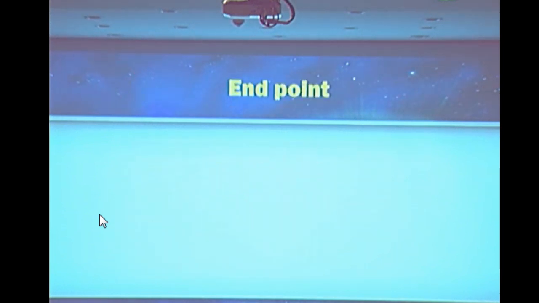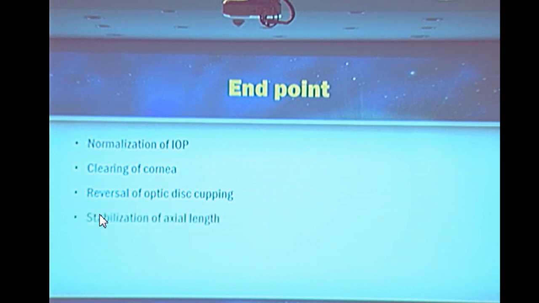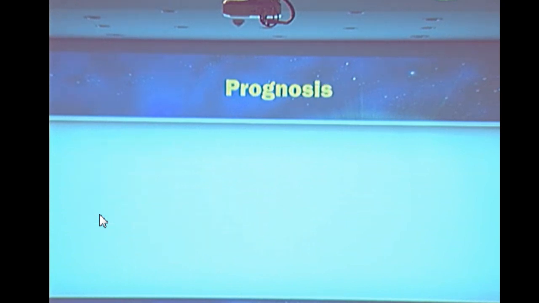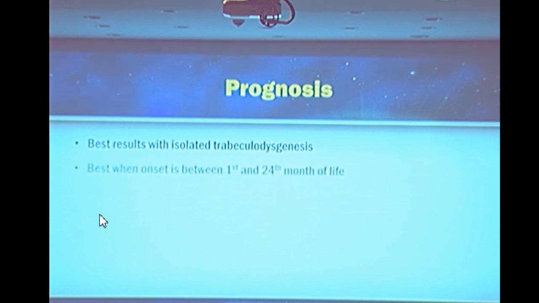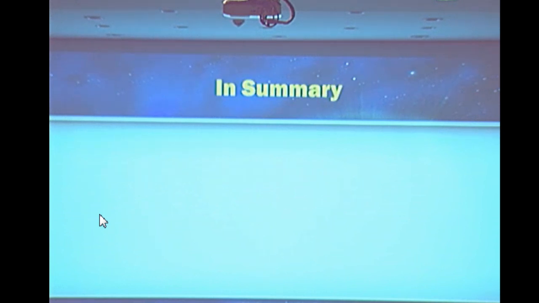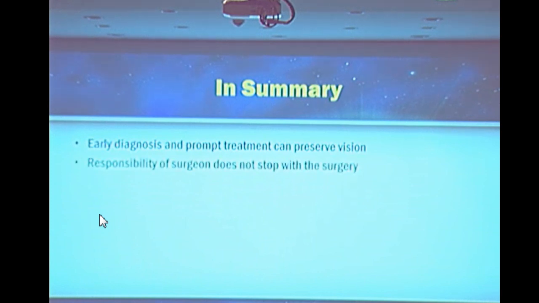The endpoint in managing this disease is to normalize the intraocular pressure, to clear the cornea, to reverse associated cupping, and to stabilize axial length. The prognosis, as I said, is best with the infantile type diagnosed between 1 month and 24 months. Early diagnosis and prompt treatment can preserve vision.